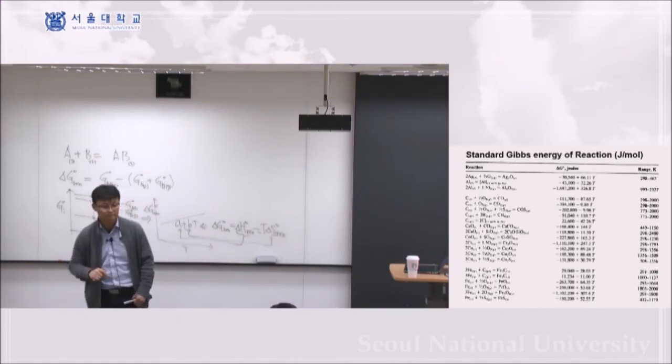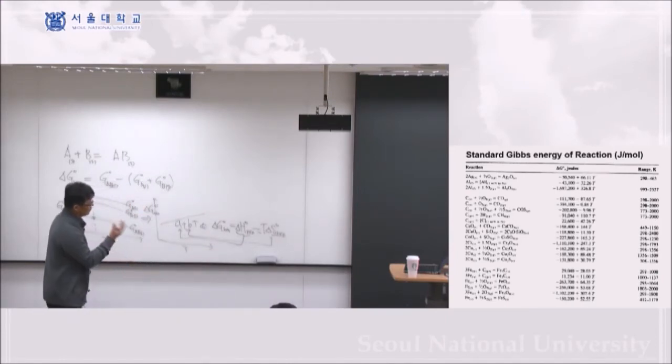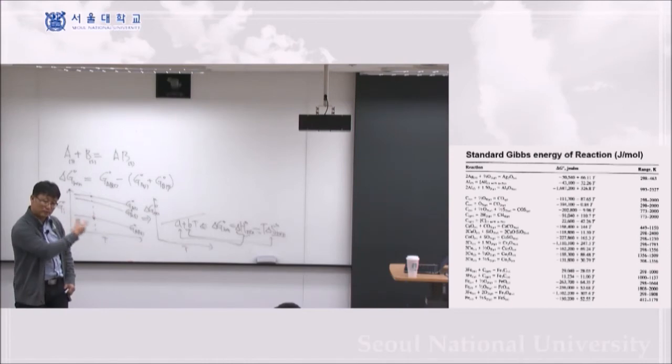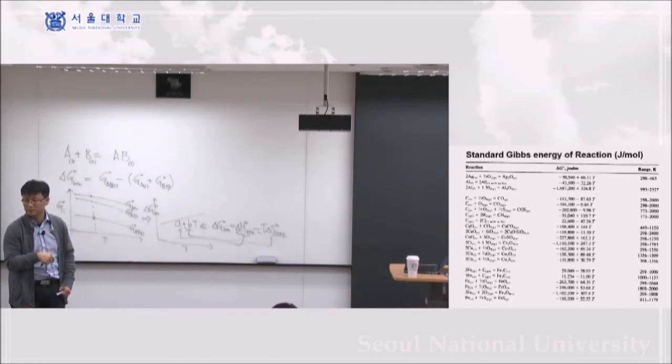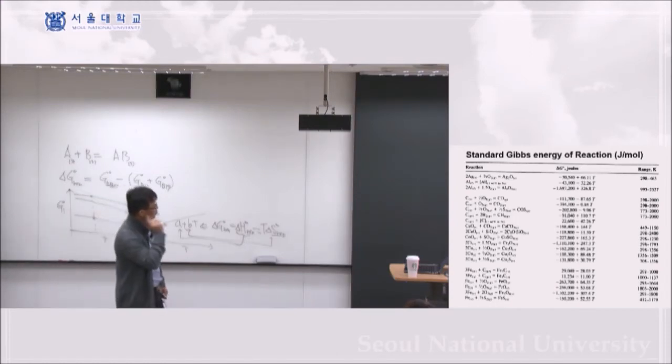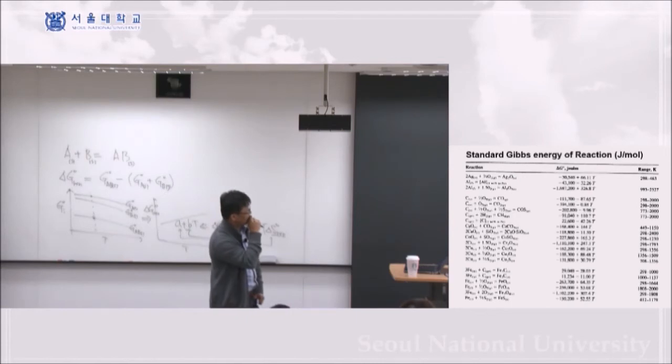Okay? Good. So if you know the one-component Gibbs energy, you can easily calculate the reaction Gibbs energy. Or if you know the one-component enthalpy or entropy, you can also, of course, easily calculate the reaction enthalpy and entropy. Is it okay? Good. And let's look at the very first one one more time.